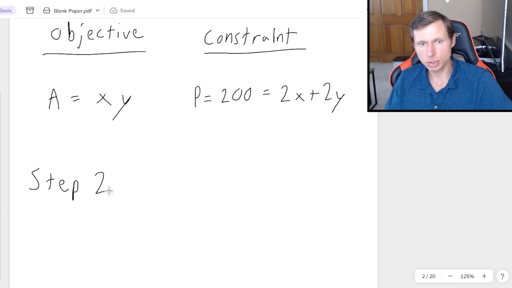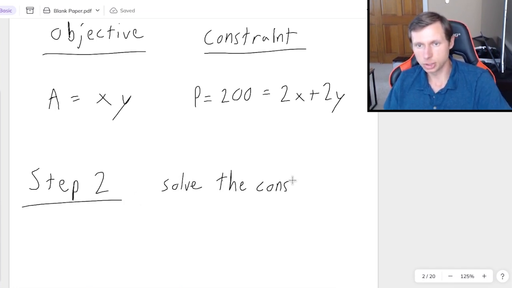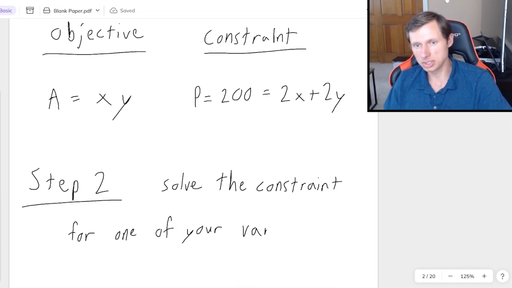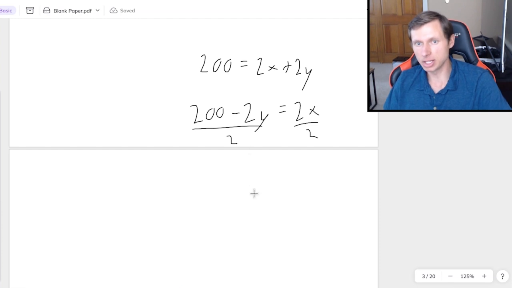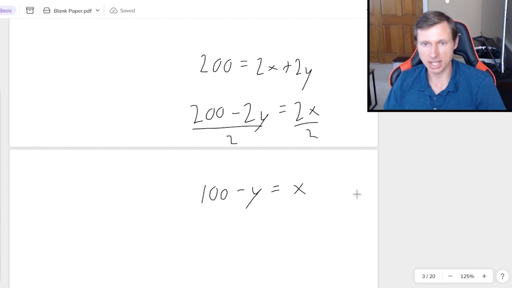Now step 2 is going to be solve the constraint equation for one of your variables. And in this case, you can choose X or Y. It doesn't matter. I guess I'll choose X. So in other words, 200 minus 2y equals 2x. I move the 2y over to the other side. And then we divide everything by 2, which in this case, everything's divisible by 2, so it's easy. 100 minus y equals x.